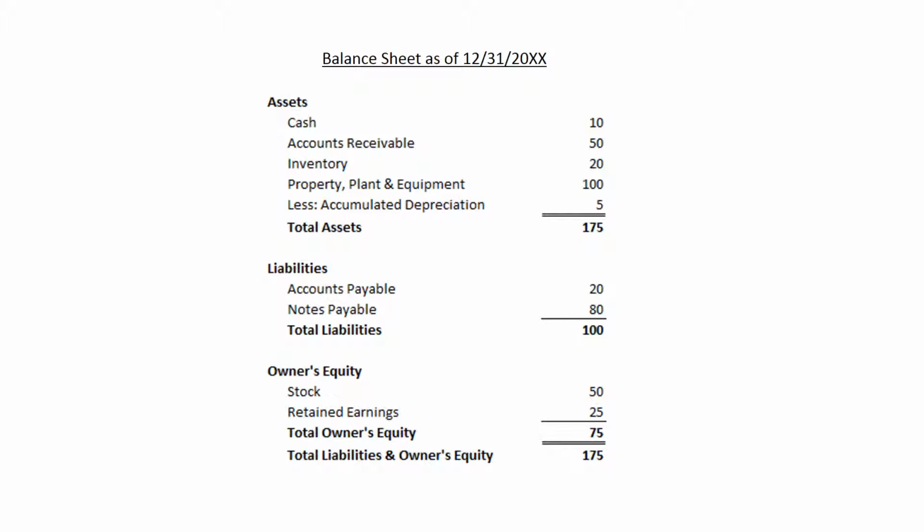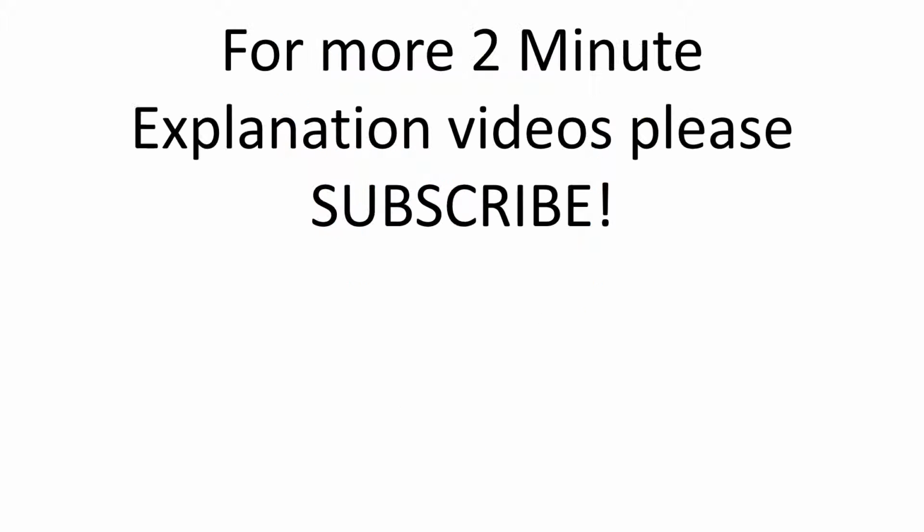Now, if we sum total liabilities and owner's equity, we will come to a total of 175, which is the same as the total assets. This agrees to the accounting equation we were looking at earlier. Assets equals liabilities plus owner's equity.